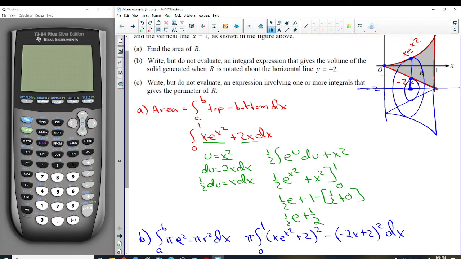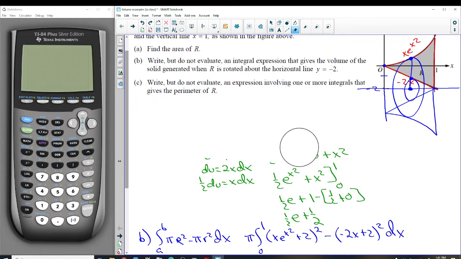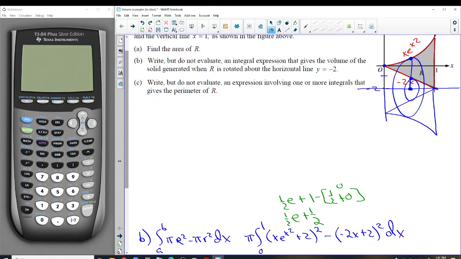Write but do not evaluate an expression involving one or more integrals that gives the perimeter of R. Does everybody have A written? I'd like to erase it. It's okay if I erase A? All right. I need some room. There, that's room. Okay. C.